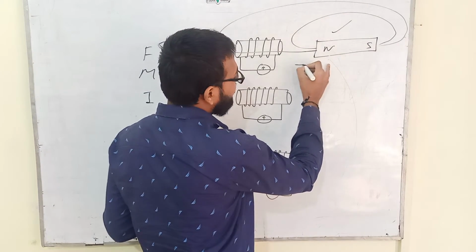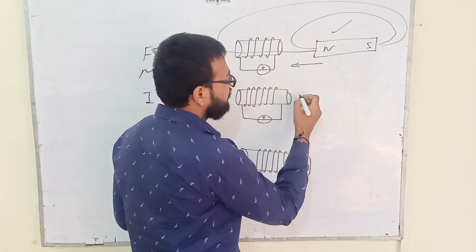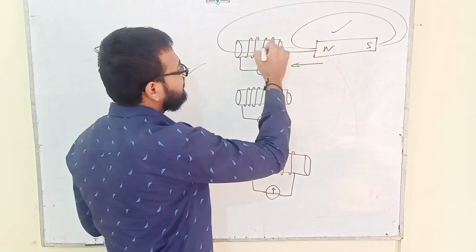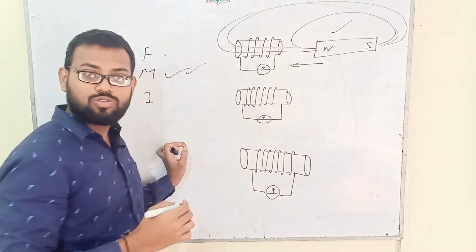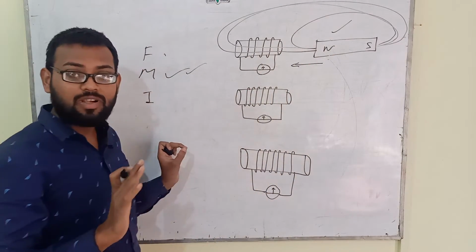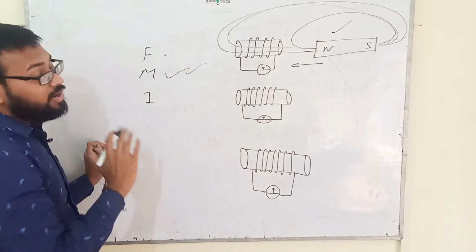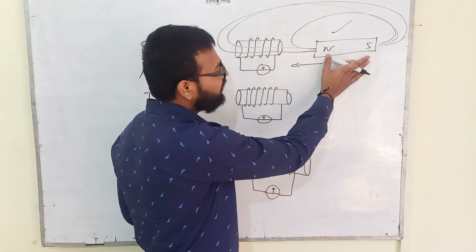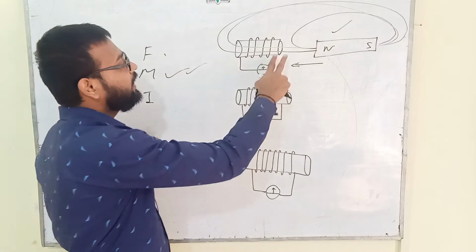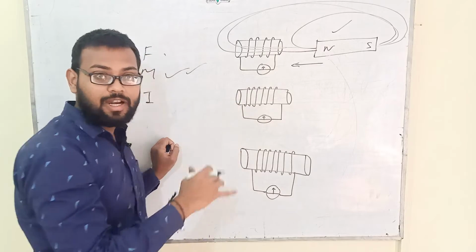When I move this bar magnet towards the coil, what happens? It will change the flux. See, this is what flux is. These magnetic field lines flowing from north to south, this is the flux. When we are moving the bar magnet towards the coil, the magnetic flux is changing. This is the magnetic flux which is linked with the coil.